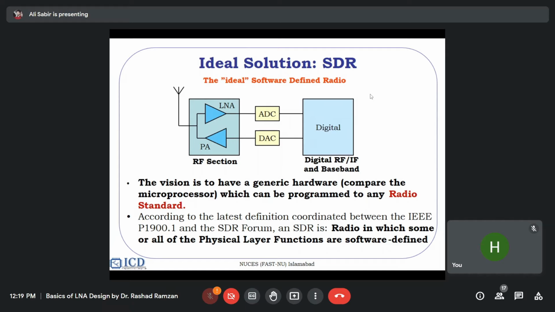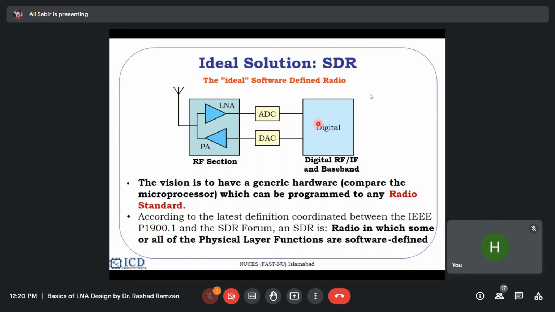This concept was basically introduced by J. Mitola at the Royal Institute of Technology in Stockholm in the 1990s, and this was his first paper where he introduced the software defined radio. It looks very attractive from outside: you have an antenna, then an LNA, you amplify the whole spectrum from 1 to 6 gigahertz, then you put an A to D converter, digitize it, bring the data into baseband processing, and do all the processing in the digital domain.